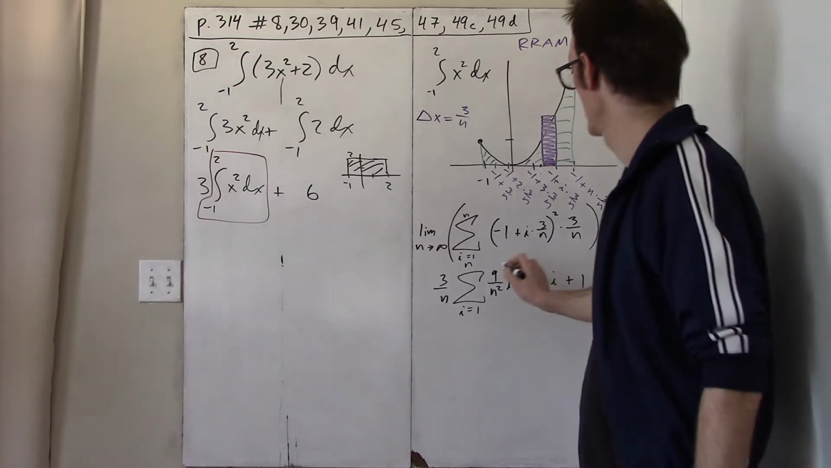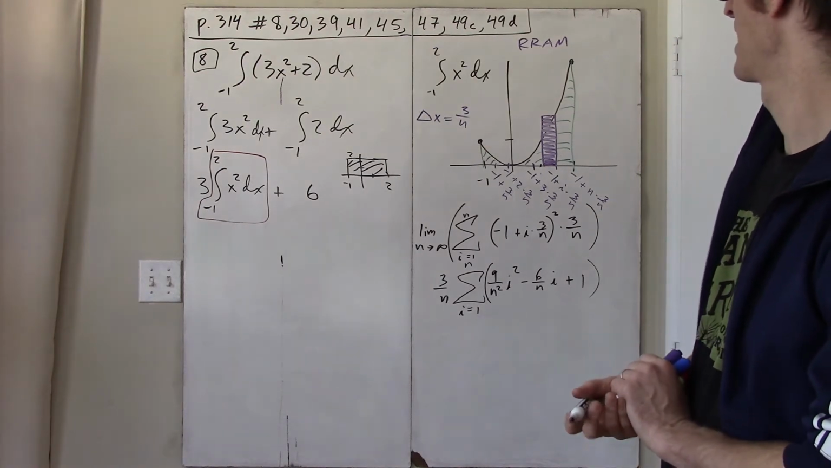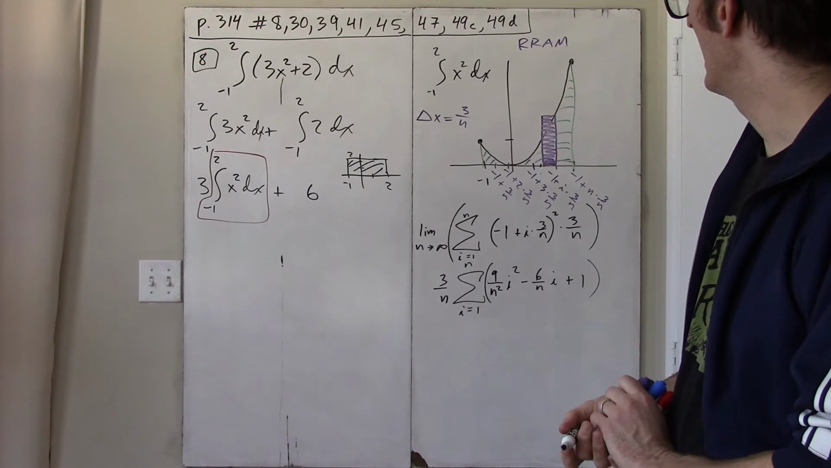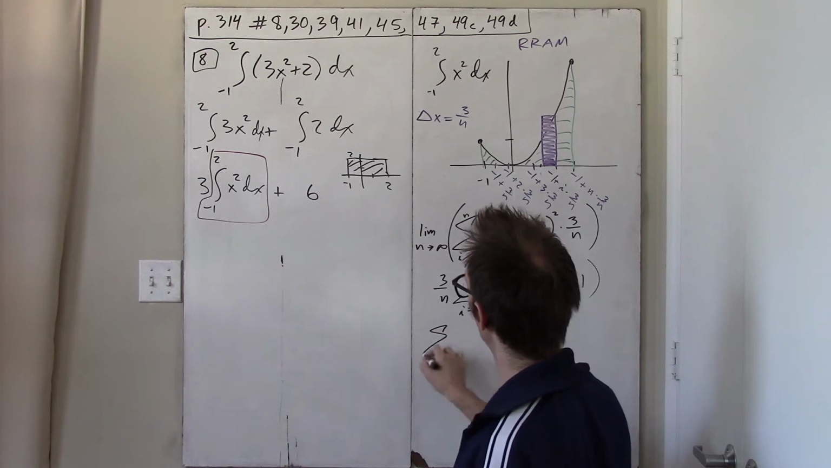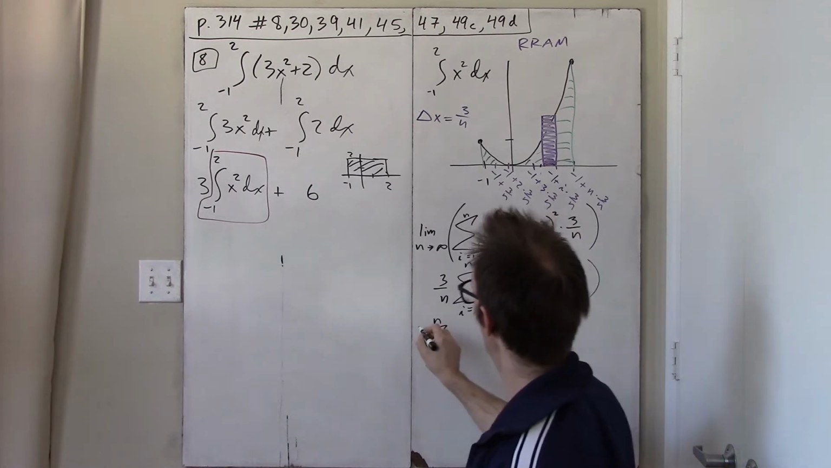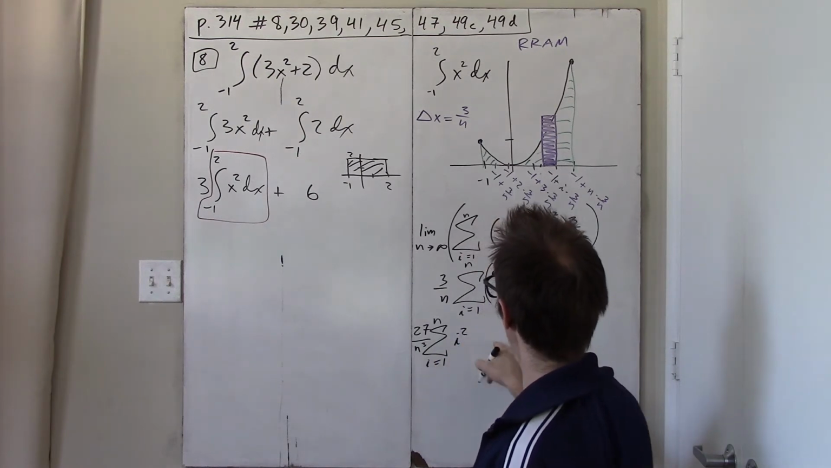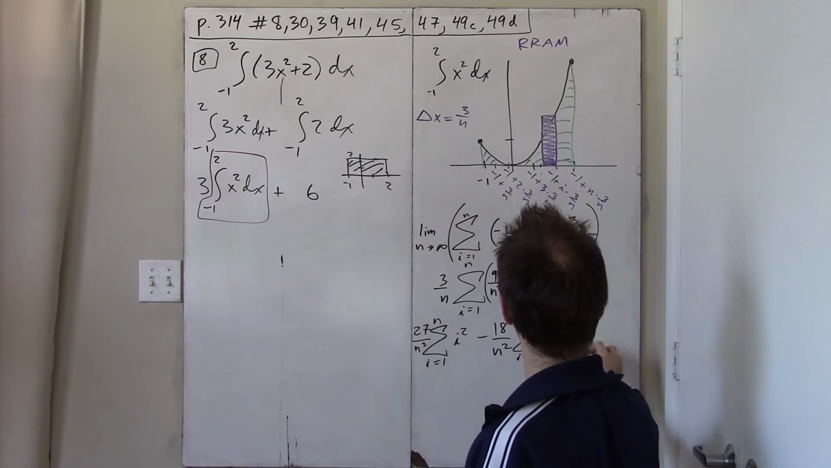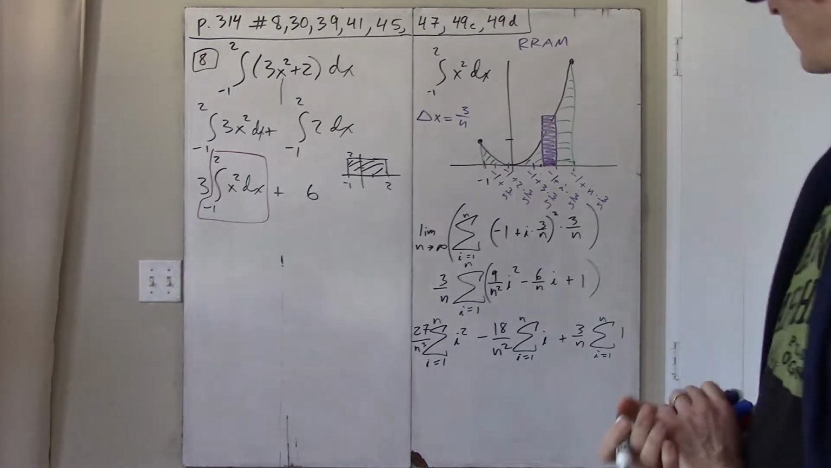I think I did that correctly. And now I'm going to split that sum. I'm going to try to split that summation up into 3 smaller summations. The sum from i equals 1 to n of, now I get 27 over n cubed out here, i squared, minus 18 over n squared times the sum from i equals 1 to n of i, plus 3 over n times the sum from i equals 1 to n of 1.